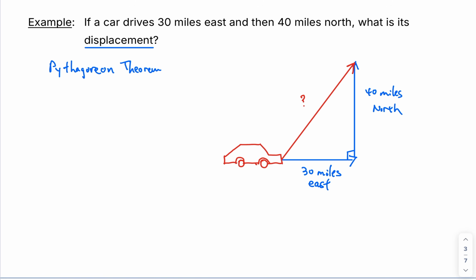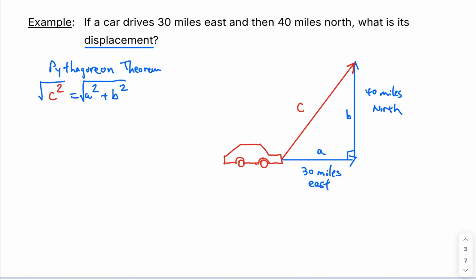And what does that say? C squared is equal to A squared plus B squared. Okay? So we're going to call C the hypotenuse. We'll call the bottom A, and this B. It doesn't matter which is A and which is B, as long as one is A and the other is B. Okay? Solving for C, we have to take the square root of both sides.